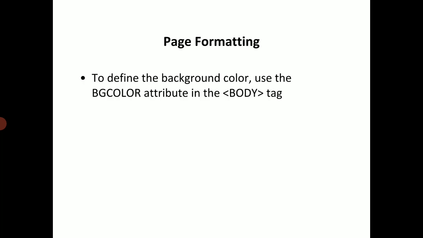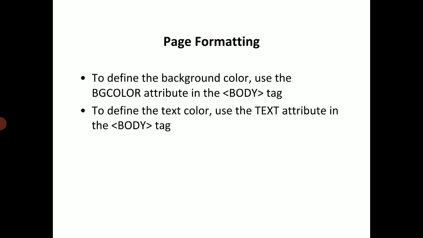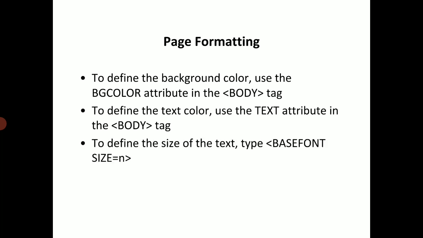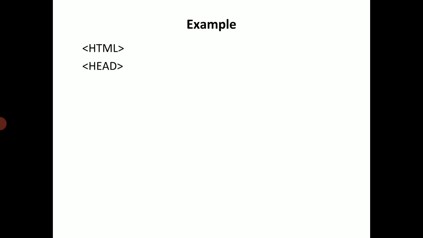Page formatting. To define the background color of the web page, we use a bgcolor attribute in the body tag, and to define the text color, we use a text attribute in the body tag. And to define the size of the text, we should type the basefont tag with the attribute called size equal to n. And we use these three attributes, that is background color, text and size here. This is an example for this.